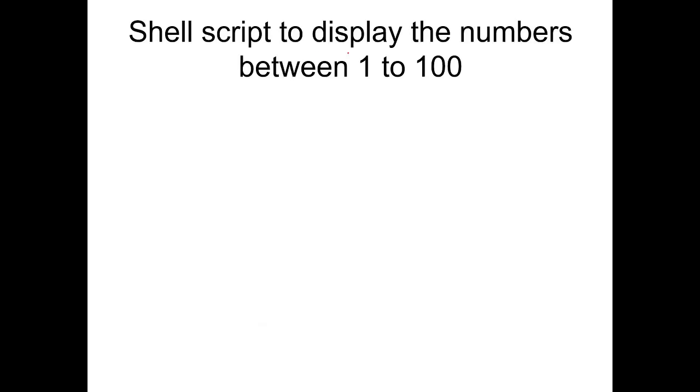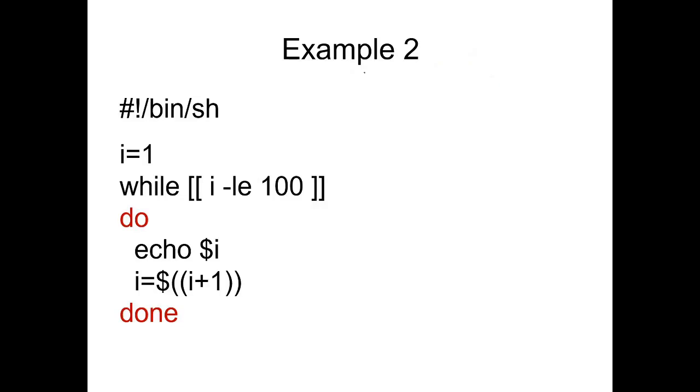Next example we'll see is to display the numbers between 1 to 100. In a variable i, we have initialized the value 1. So in the variable i, what is there? 1 is there, and we compare with -le, LE meaning less than or equal to, 100.